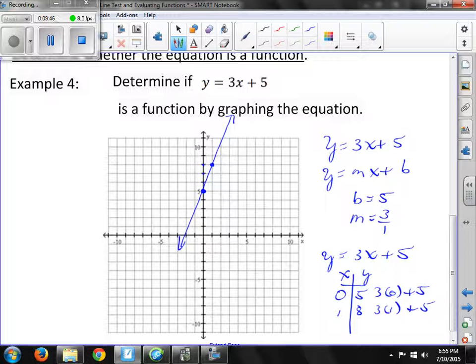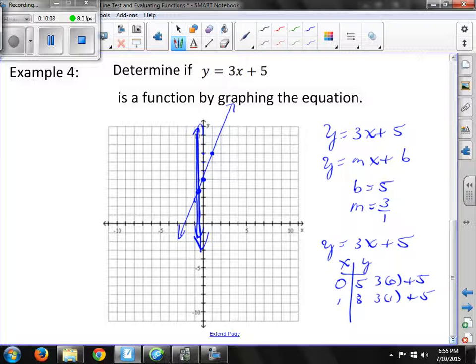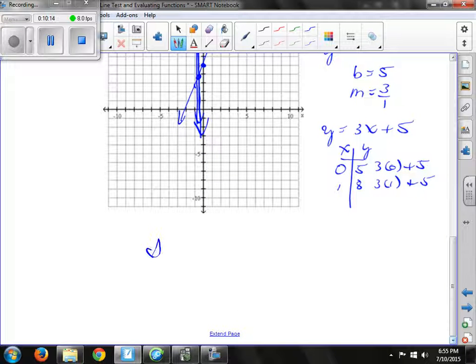Now let's give it the vertical line test. How many times does a vertical line hit this? Well, regardless of how many times I make a vertical line, I will only hit that line in one spot. It is a function.